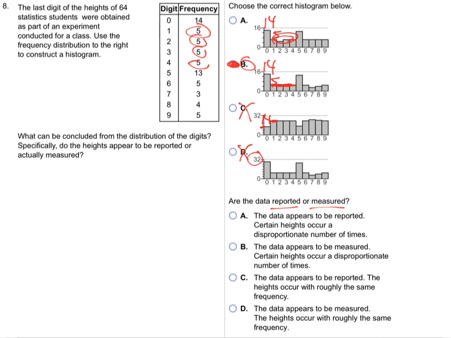Reported or measured. How do we answer this question? Reported or measured. Okay, so first off, what does that even mean? What does that difference even mean?